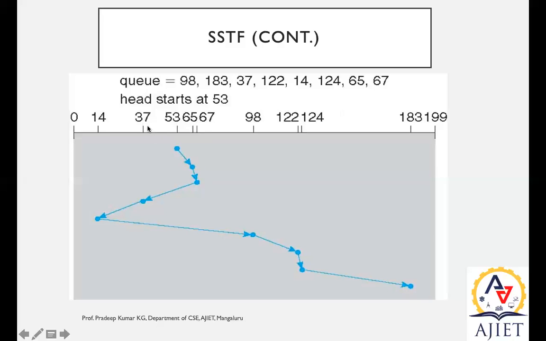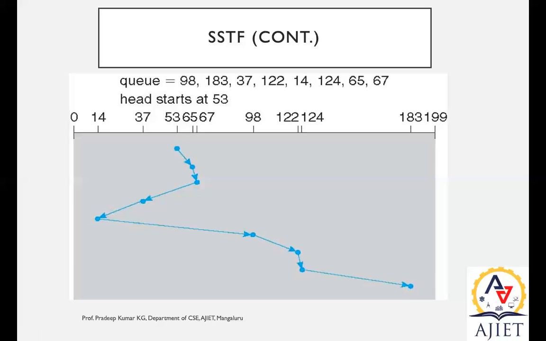After that, 37 is scheduled. From 37, move to 14, because 14 has been scheduled with the disk as it has the shortest seek time. And then 98, 122, 124, and then 183. Any clarification, any doubt, you can get back.